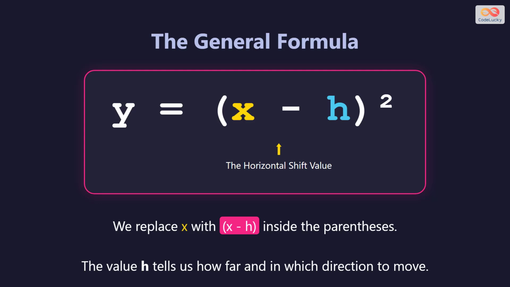Here is the general formula you need to know. y equals (x minus h) squared. That value, h, represents the horizontal shift. It tells us exactly how far to move the graph.